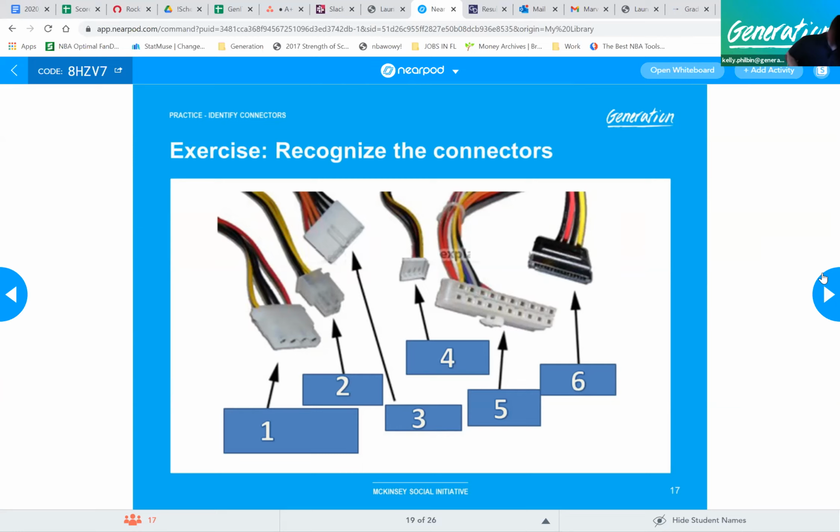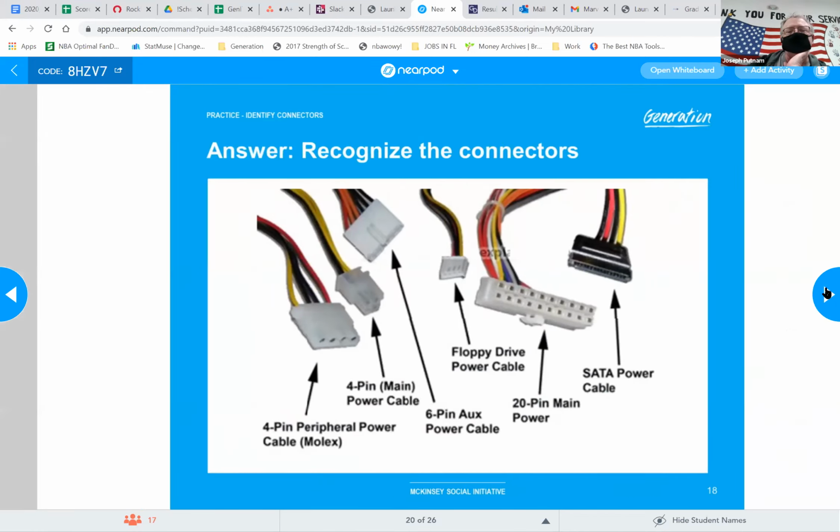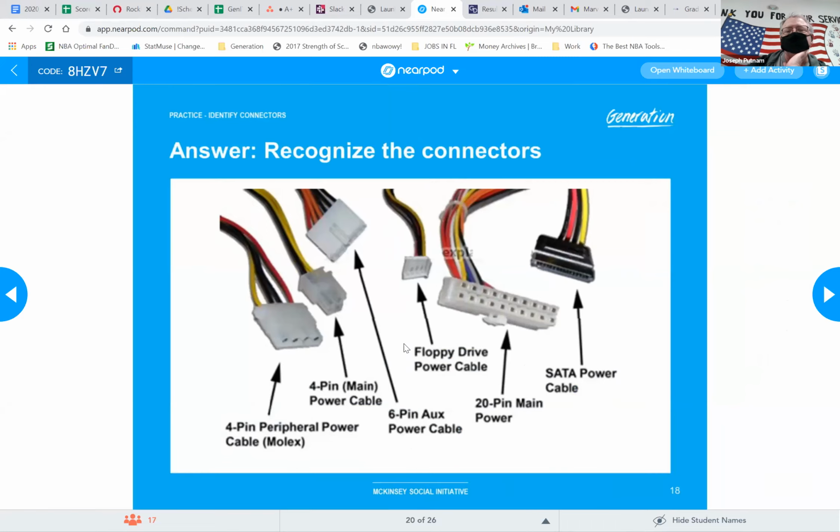Let me make this Molex connector easy for everyone to understand. There's always going to be a red and a yellow cable on the outside. The red cable is always 5 volt. The yellow cable is always 12 volt. And the 2 in between are always black, and they're both ground.